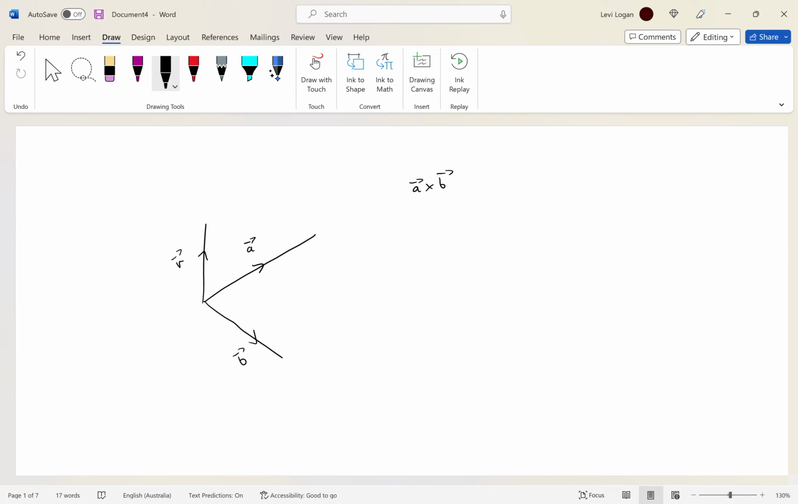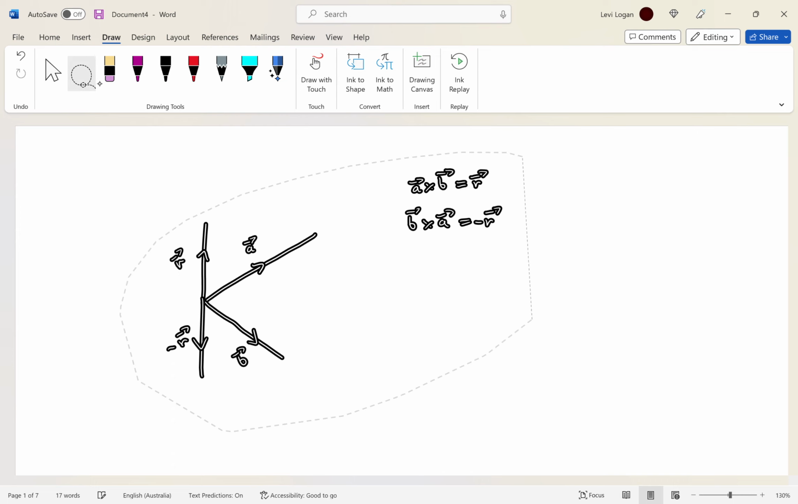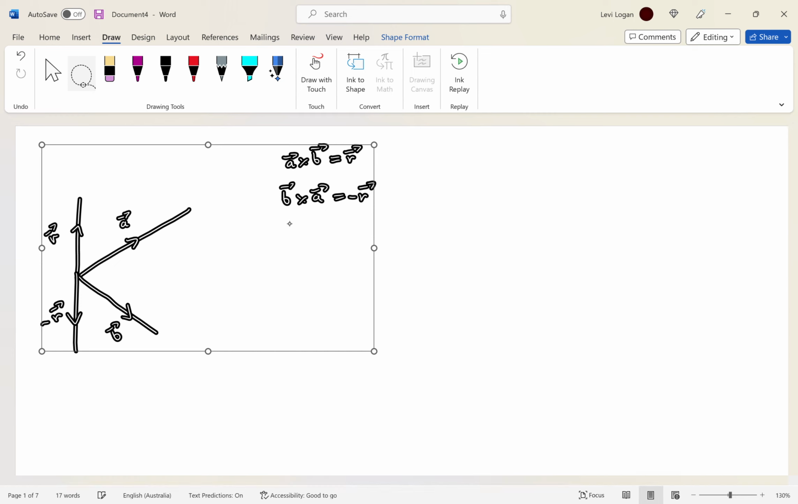Now the order in which you do them determines which direction this R vector goes. If you have A cross B, you're going to get the vector R in this direction. But if you do it the opposite way, B cross A, you're going to get this vector down here in the opposite direction, so you get negative R. Those are some good notes for this topic.